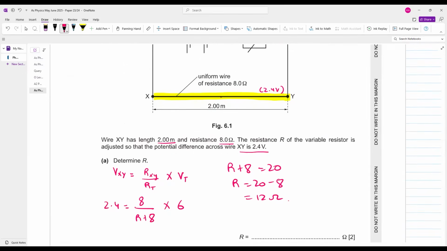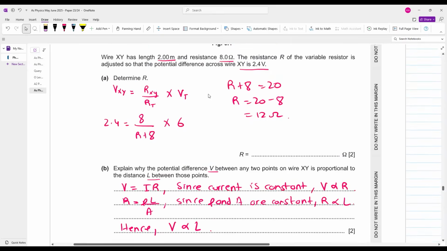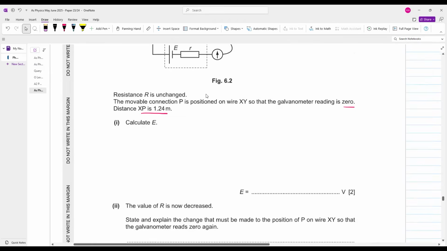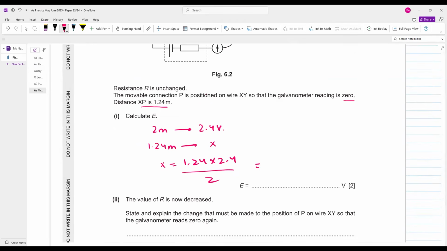The entire wire XP was consuming 1.5 volts. Oh, sorry, 2.4 volts. The 2 meters length of wire AB was consuming 2.4 volts. How much voltage will 1.24 meters consume? What does X come out to be? 1.24 into 2.4 divided by 2. The answer comes out to be 1.5 volts.